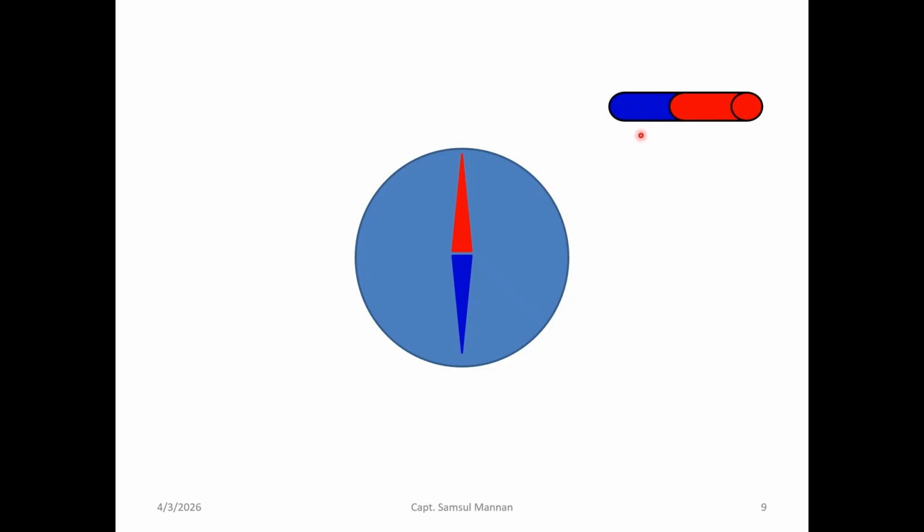Suppose our ship has a blue pole just beside the compass needle. Due to that blue pole, the compass needle will be attracted and deviated towards the blue pole like that, right? On the other hand, if you have a red pole beside the compass needle, due to that red pole, the compass needle will be deflected, and it will have some deviation on the opposite side, right?